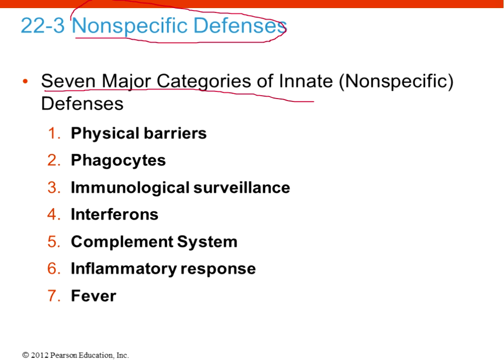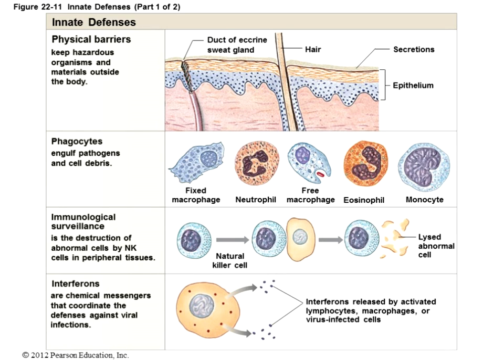And so there are 7 major categories of innate non-specific defenses. Physical barriers, which I sort of already mentioned, like the skin, for instance. Phagocytes, right, which are just general cells that have the ability, like Pac-Man, right, that can consume and eradicate cells. Immunological surveillance, we talked a little bit about that. We haven't looked at interferons or complement. We'll look at that a little bit. Inflammation, we've talked about inflammation before in ANP1, and then finally fever. Let's see how that works.